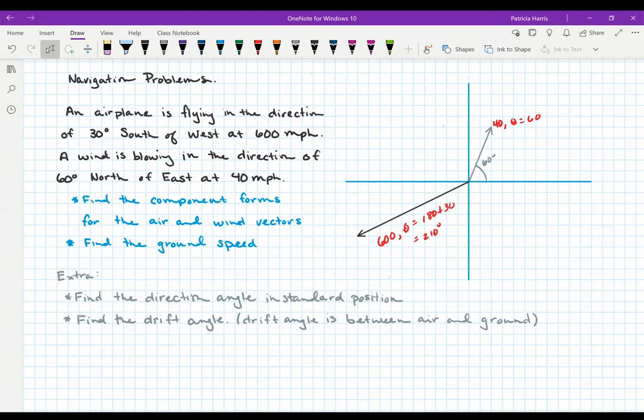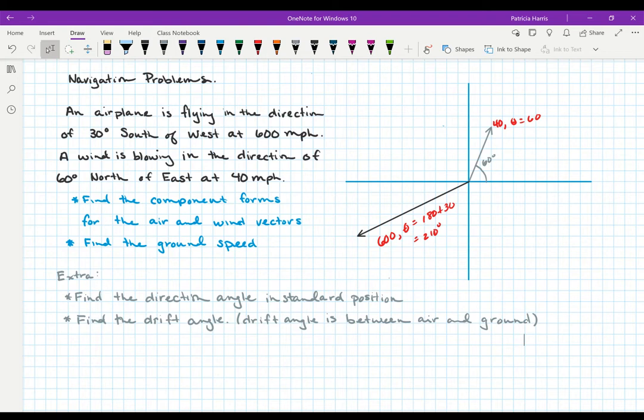Okay, so now we're going to do a navigation problem. Navigation problems tend to be a little confusing. It is really important that you draw a picture and you understand what's going on.